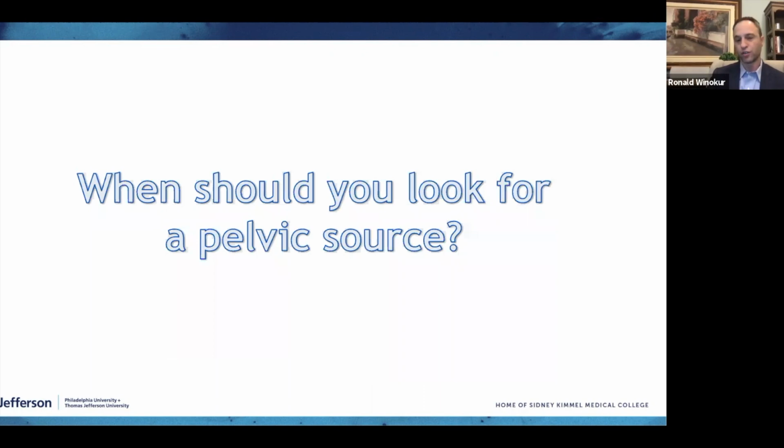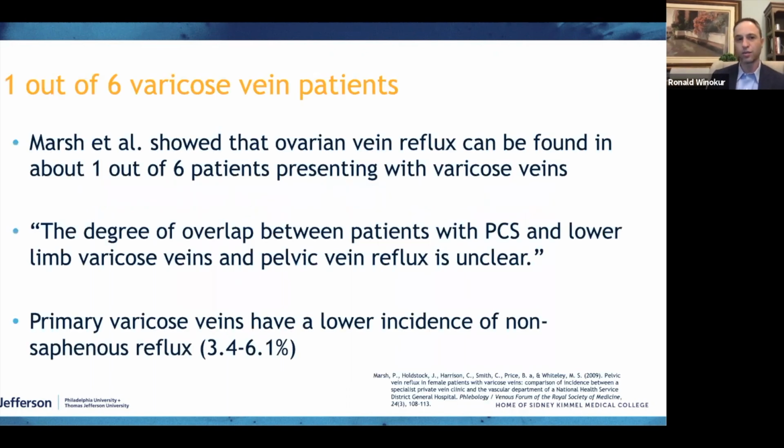So when should you look for pelvic source? When should you look for pelvic source varices in the lower extremity? And this isn't that clear, but it's pretty common. 1 out of 6 varicose vein patients have a pelvic source.